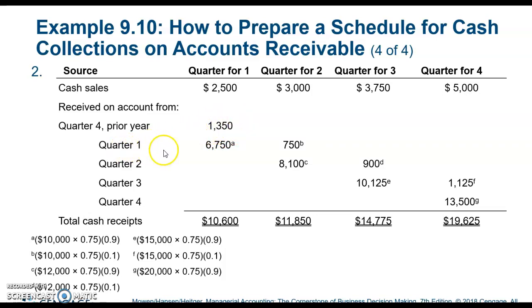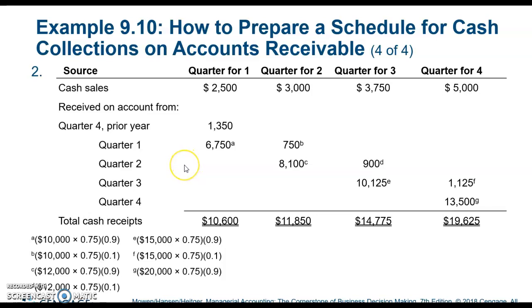Now, in quarter 1, we expect to get cash of $6,750 from the on-account sales. So remember that 25% of the total sales are cash sales and 75% of the total sales are on account. For the first quarter, total sales was $10,000. We multiply that times 75%, that's $7,500. That's how much we think the total on-account sales are.